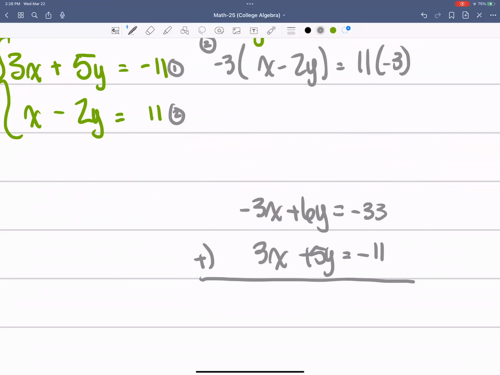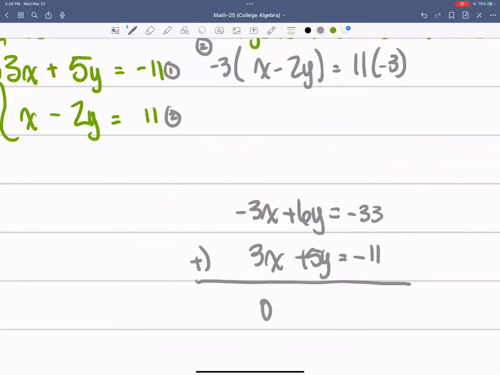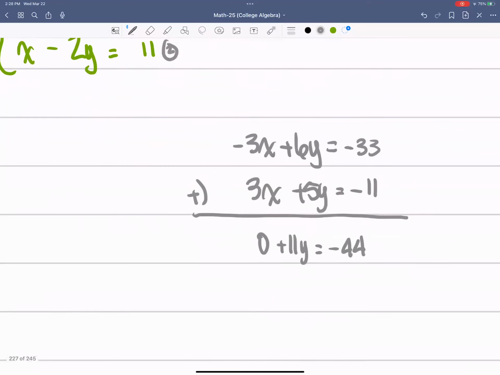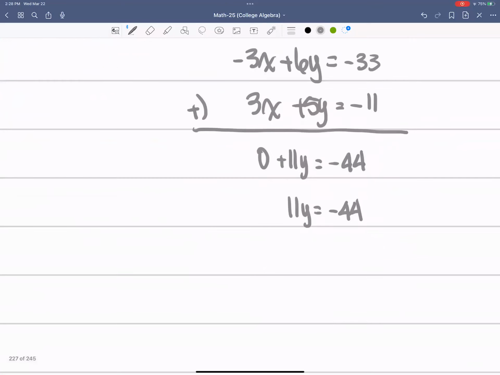So adding the x's together, we get 0. Adding the y's together, we get plus 11y. And adding our constants together, we end up with a negative, what is that, 44. And we could solve for y now. So divide both sides by 11. We get y by itself. Y is equal to -4.